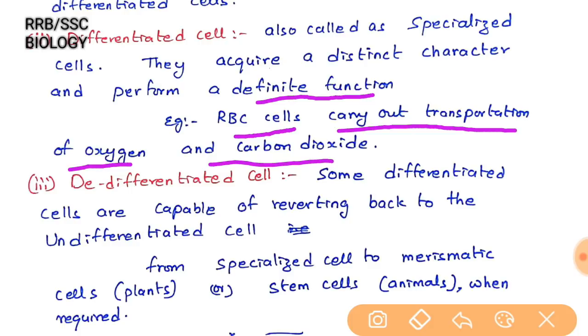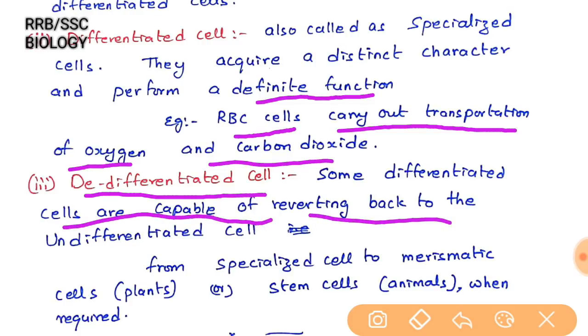Okay, friends, the reversal of differentiated to undifferentiated. See, going back from differentiated, specified cells to general purpose cells is called dedifferentiation. It is simple, friends. Some differentiated cells are capable of reverting back to the undifferentiated stage, and these kinds of cells which are capable of going back to the undifferentiated stage are called dedifferentiated cells. From specialized cells to previous, that is meristematic cells in plants and stem cells, whenever it is required, friends.